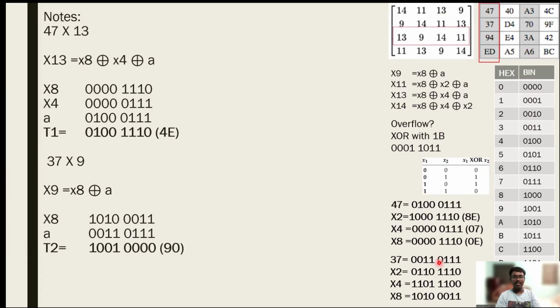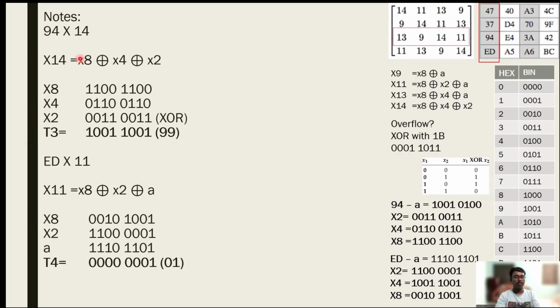Likewise, we are going to do it for the column, row 3. Row 3, we are going to do 13, x8, x4, a. We have got it from here, and just copy paste it, XOR the value, we'll get the T1. Again, for 37 into 9, so 9 is x8 and a. We are getting this answer, and we are getting the answer for T2 and x8, x4, x2.